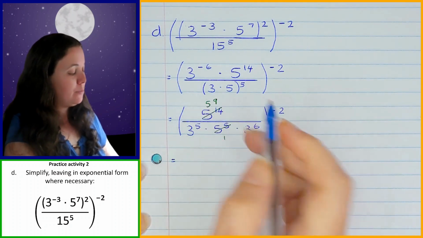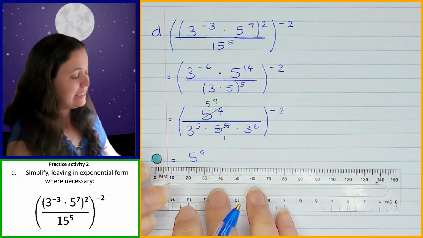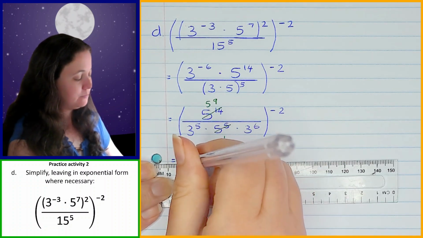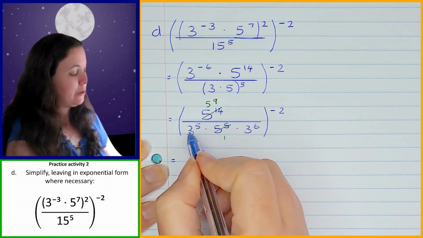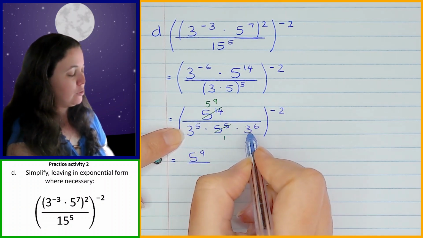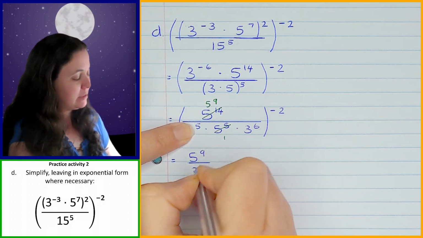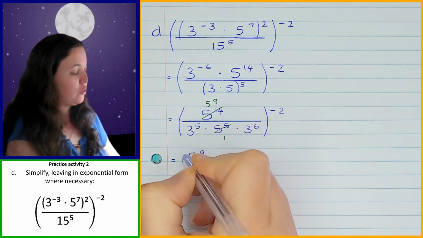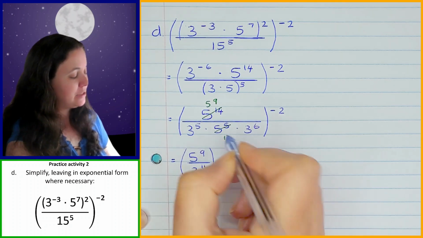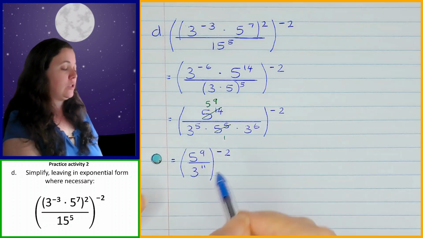So in the top, I've got 5 to the power of 9. And at the bottom of my fraction, I've got 3 to the power of 5 times 3 to the power of 6. So the 3 to the power of 5 times 3 to the power of 6, the base stays the same, and I add the exponents. 5 plus 6 is 11. So that's what I've got inside over here. And this is still to the power of negative 2. So now I'm going to go and sort this out.